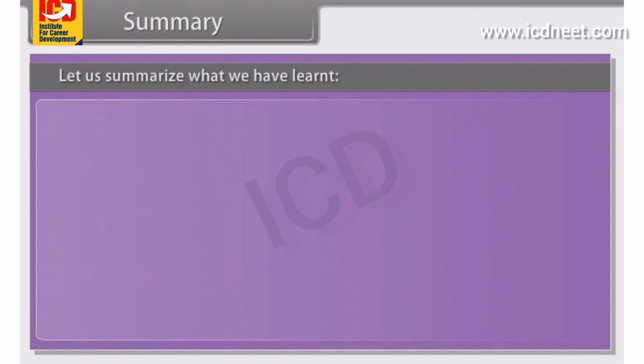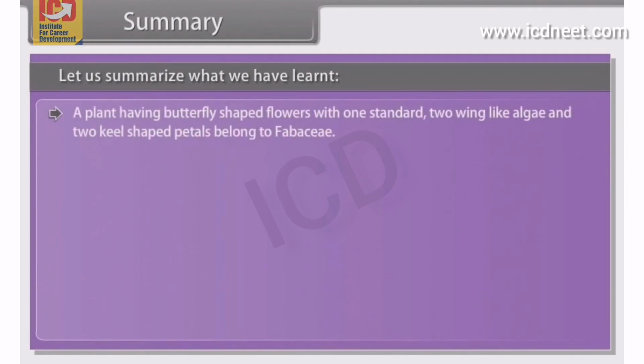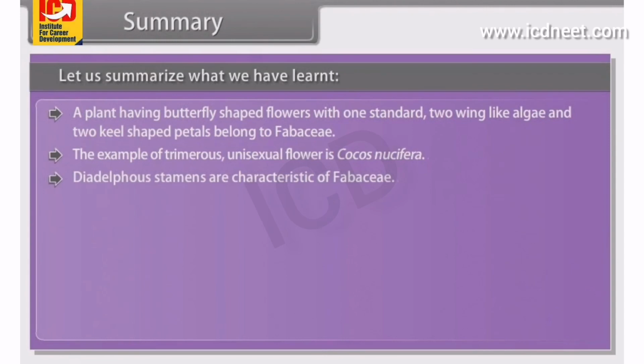Summary. Let us summarize what we have learned. A plant having butterfly-shaped flowers with one standard, two wing-like alae and two keel-shaped petals belongs to Fabaceae. The example of a trimerous, unisexual flower is Cocos nucifera. Diadelphous stamens are characteristic of Fabaceae. Tetradynamous condition is found in Brassica campestris.